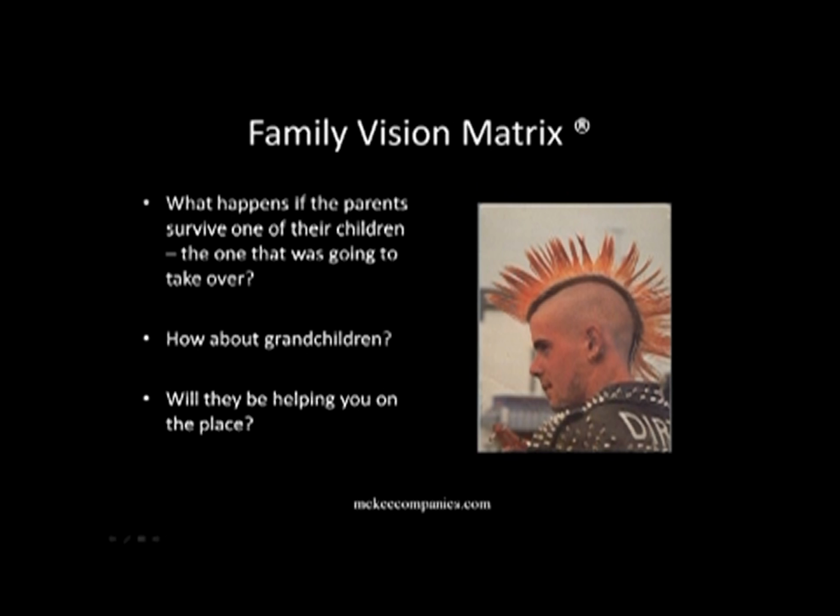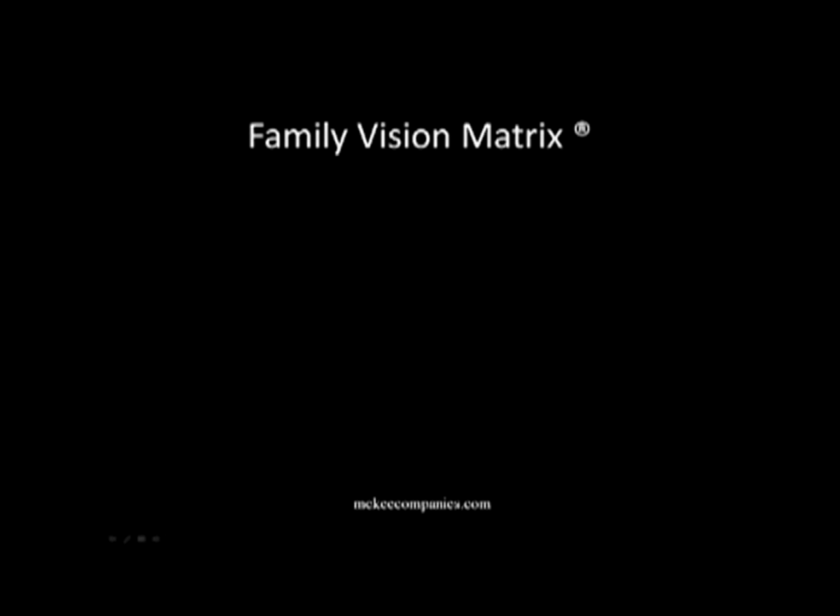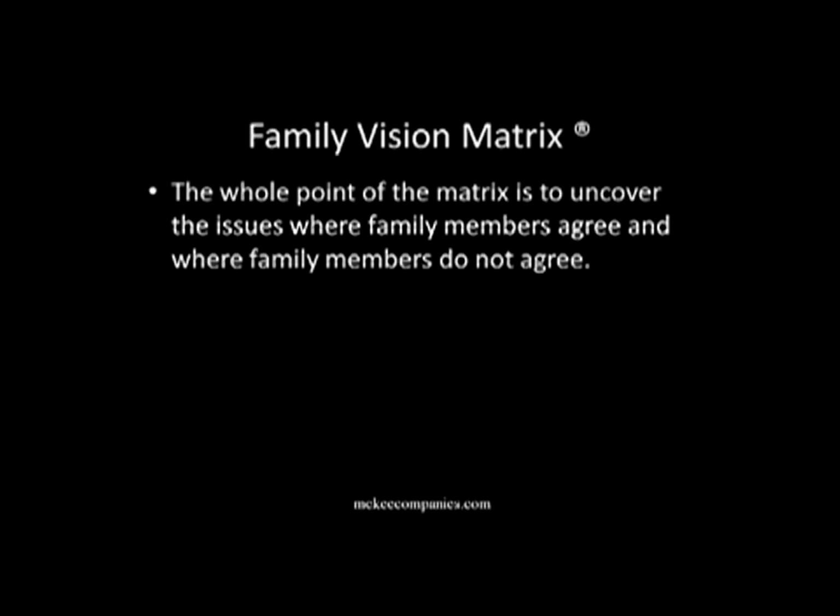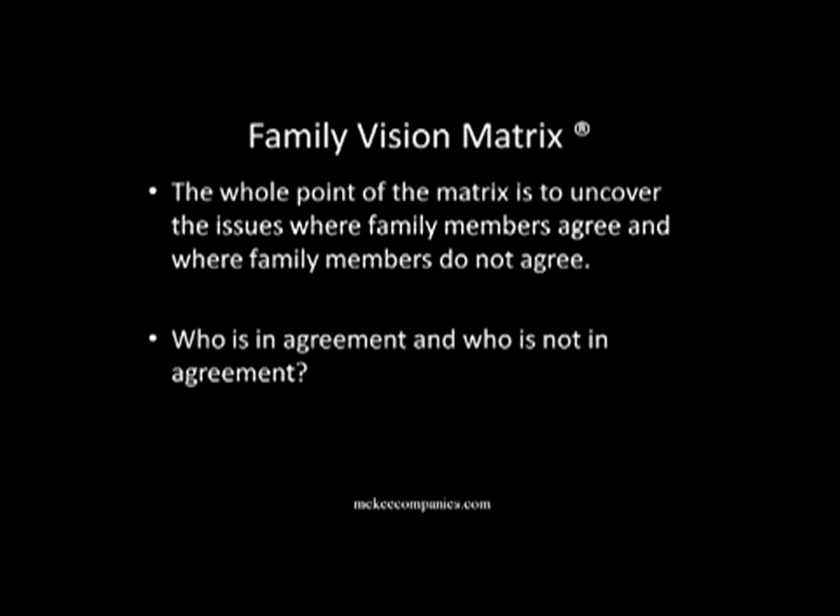Here's some more issues. What happens if the parents survive one of their kids and the child that was going to take over is not there? How about grandkids? What if this guy wants to come back and work on the ranch? There's a lot of other issues that we can address. The whole point is to uncover where the agreement is and where there's not agreement, and who is in agreement and who's not, and who's being reasonable and who's not. And we saw that very closely in the example.